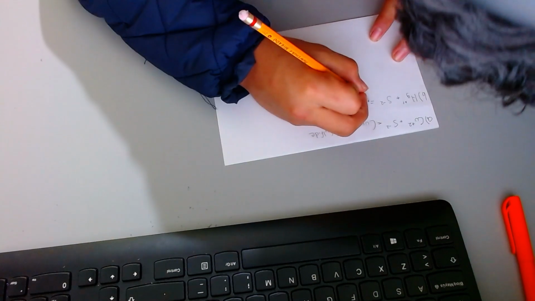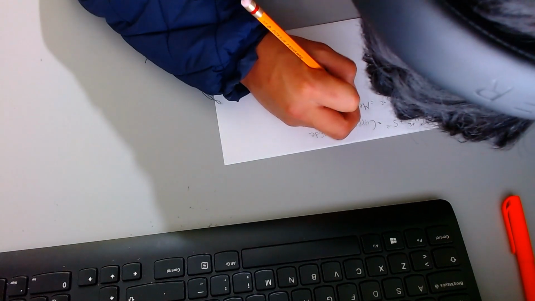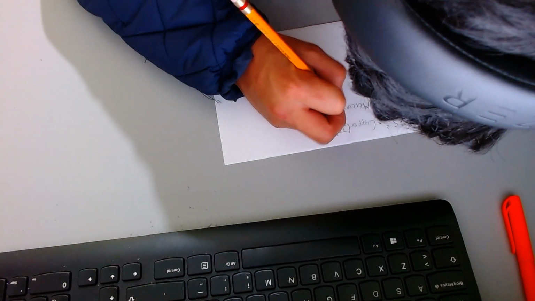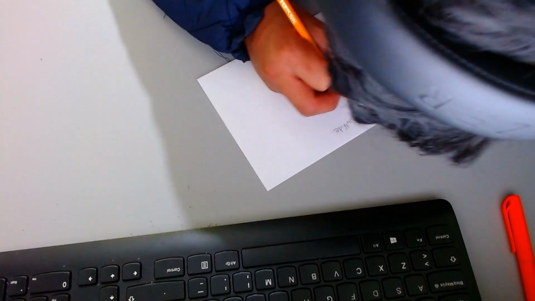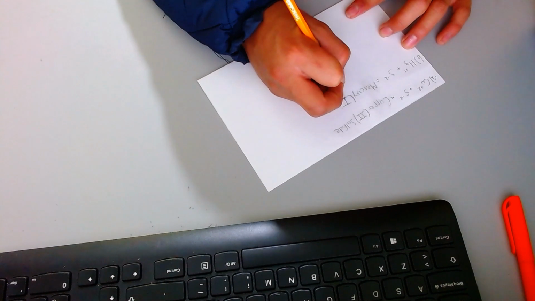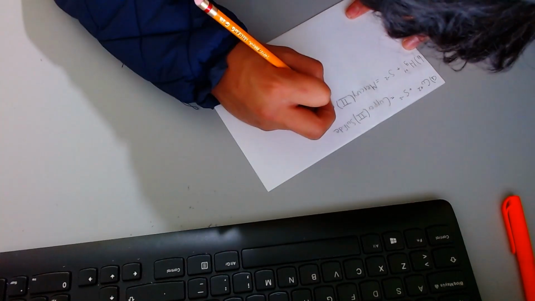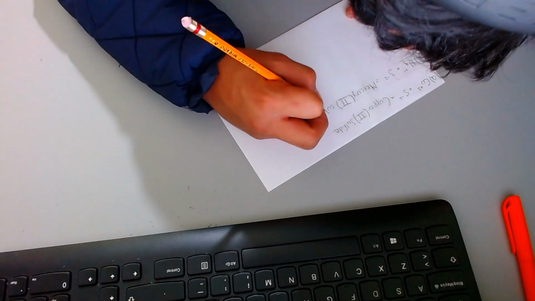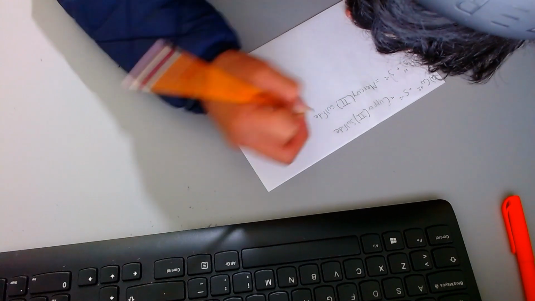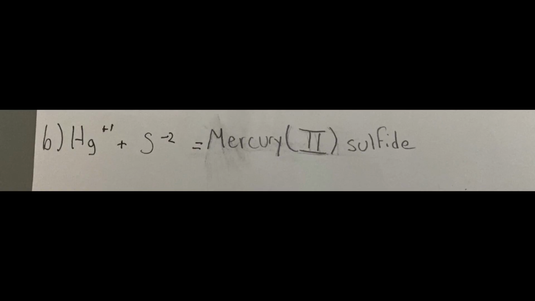In the next exercise, we can see that Hg has an ionic charge, but there are two Hg, so we'll put mercury I for its ionic charge, which is 1, and at the end we put sulfide. And that was the result.